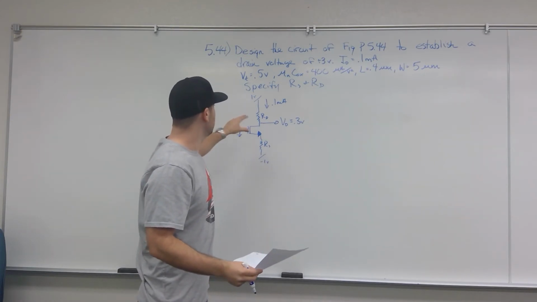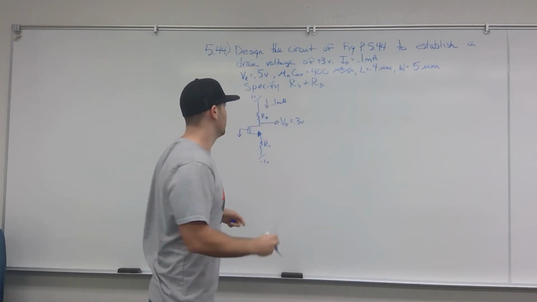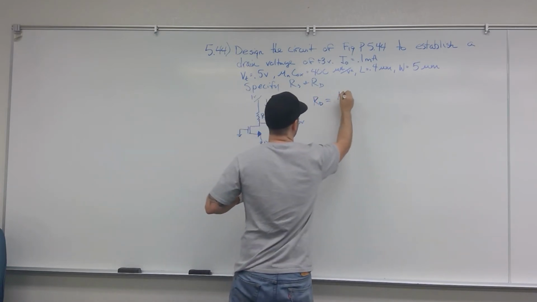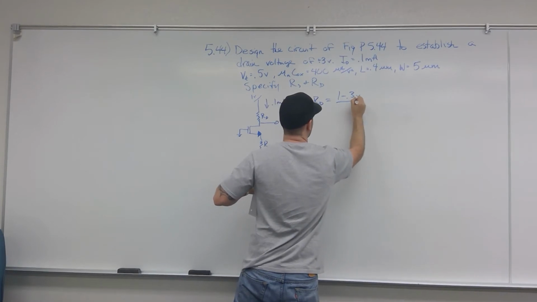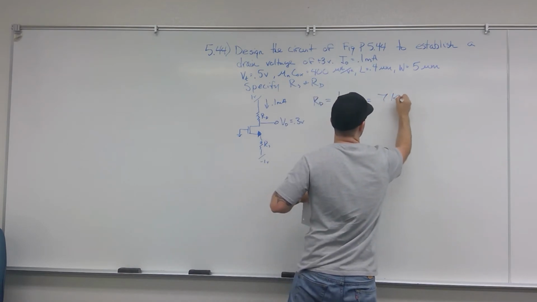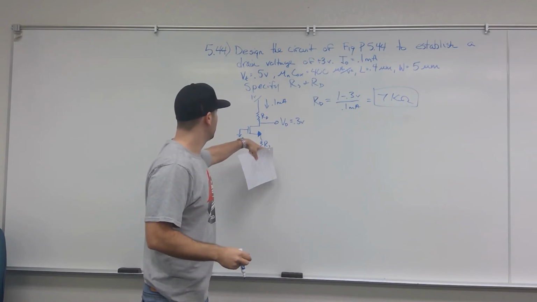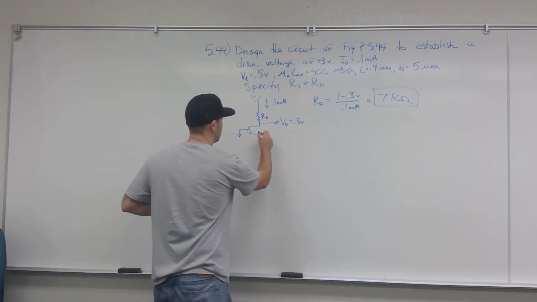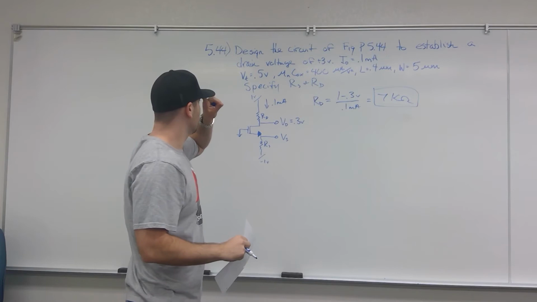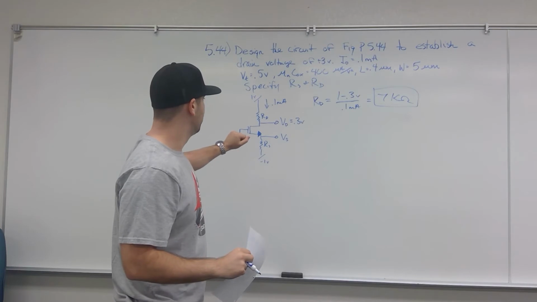First things first is going to be pretty easy to find RD because we know the voltage on one side of the resistor, we know it on the other, and we know the current through it. So obviously, we can just use Ohm's law and find that resistance to be 7 kiloohms. Now the RS is going to be a little bit trickier because we don't know what VS is, and so we're going to need to use the current equation in order to find out what VS is.